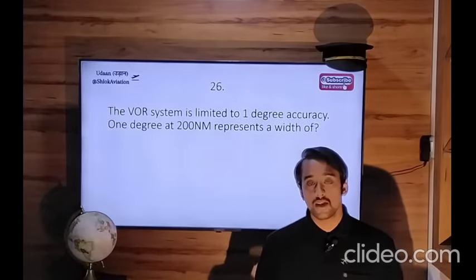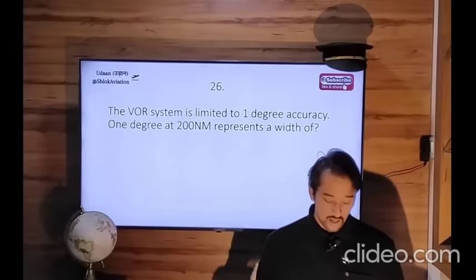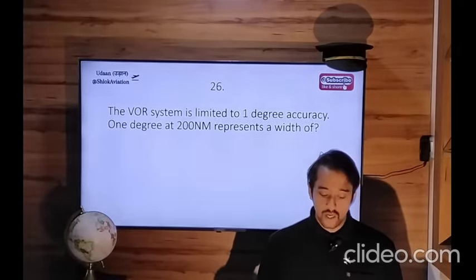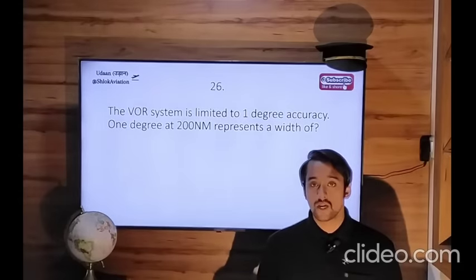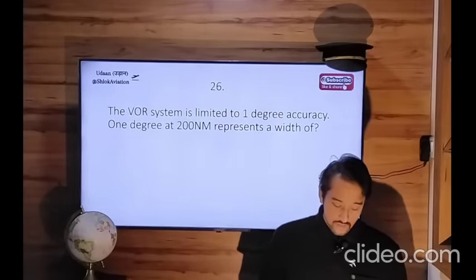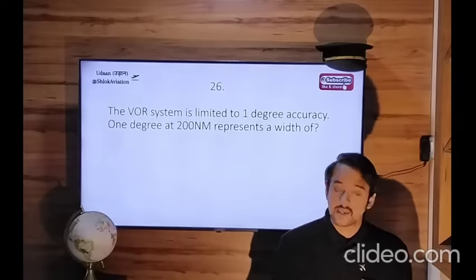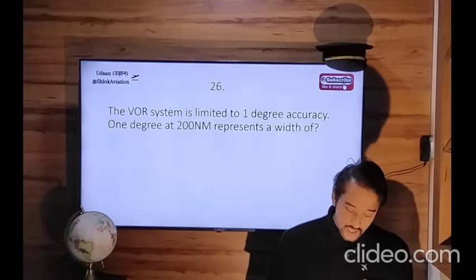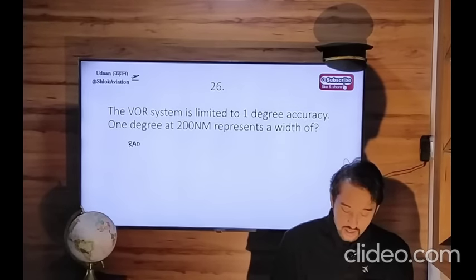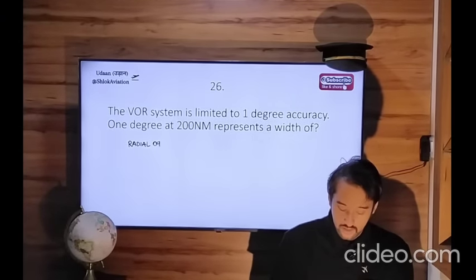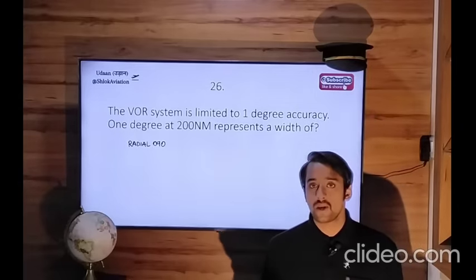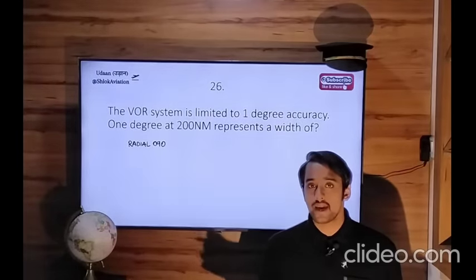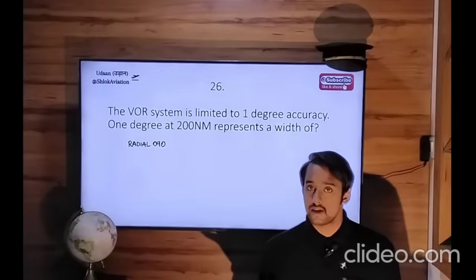Very simple question and very frequently asked in the exams. The VOR system is limited to 1 degree accuracy. 1 degree at 200 nautical miles represents a width of how many miles? So that means the VOR is limited to 1 degree accuracy. Suppose you are situated on radial 090. The airborne equipment in your aircraft, the OBS selector, should give you the correct indication of that.